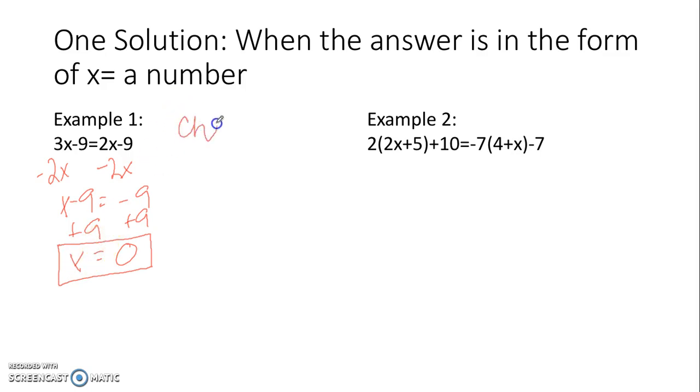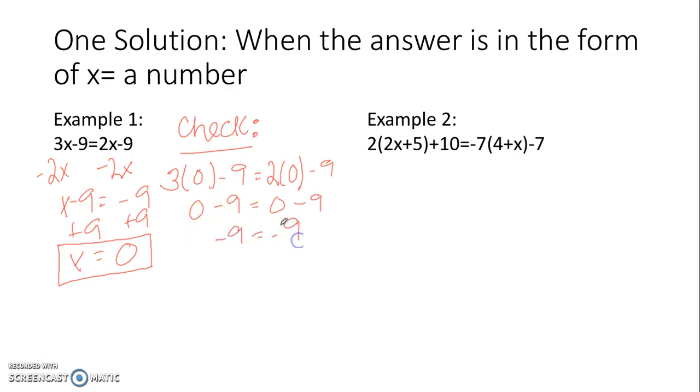Now the next step, just to check our work, to make sure that we're doing it right, we need to plug the 0 into this equation. So we get 3 times 0 minus 9 is equal to 2 times 0 minus 9. 3 times 0 is 0, 0 minus 9. 2 times 0 is also 0, 0 minus 9. 0 minus 9 is negative 9, is equal to negative 9. Since these are the same, we're doing good. These check out. Perfect. We can move on.